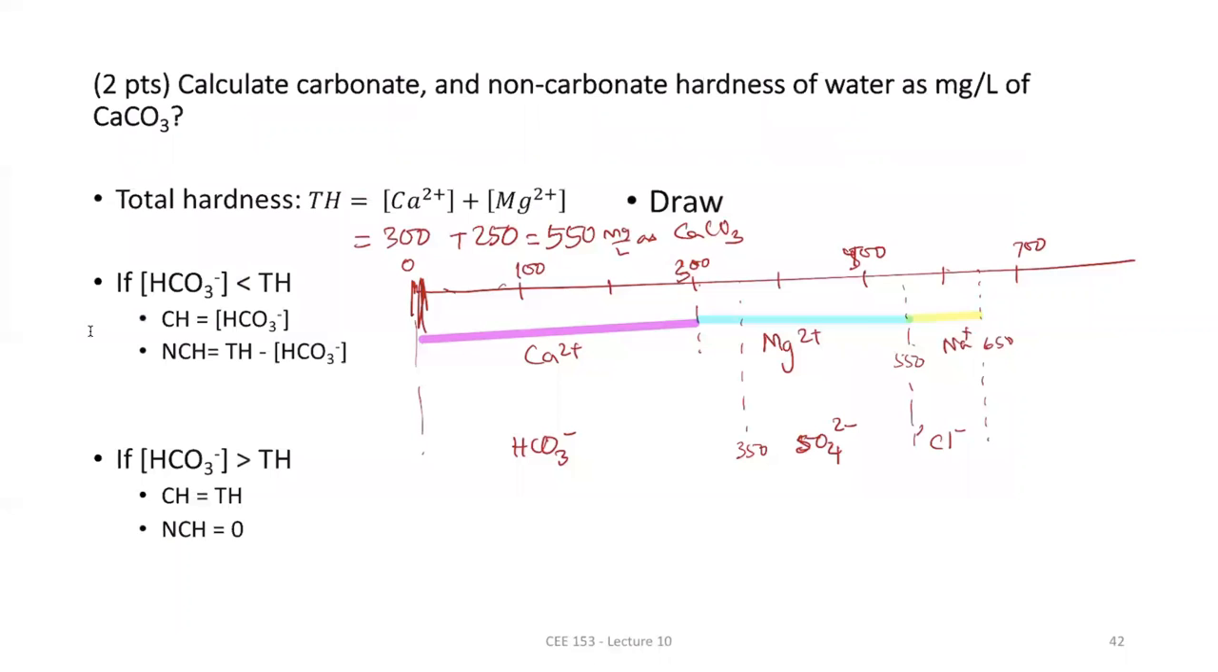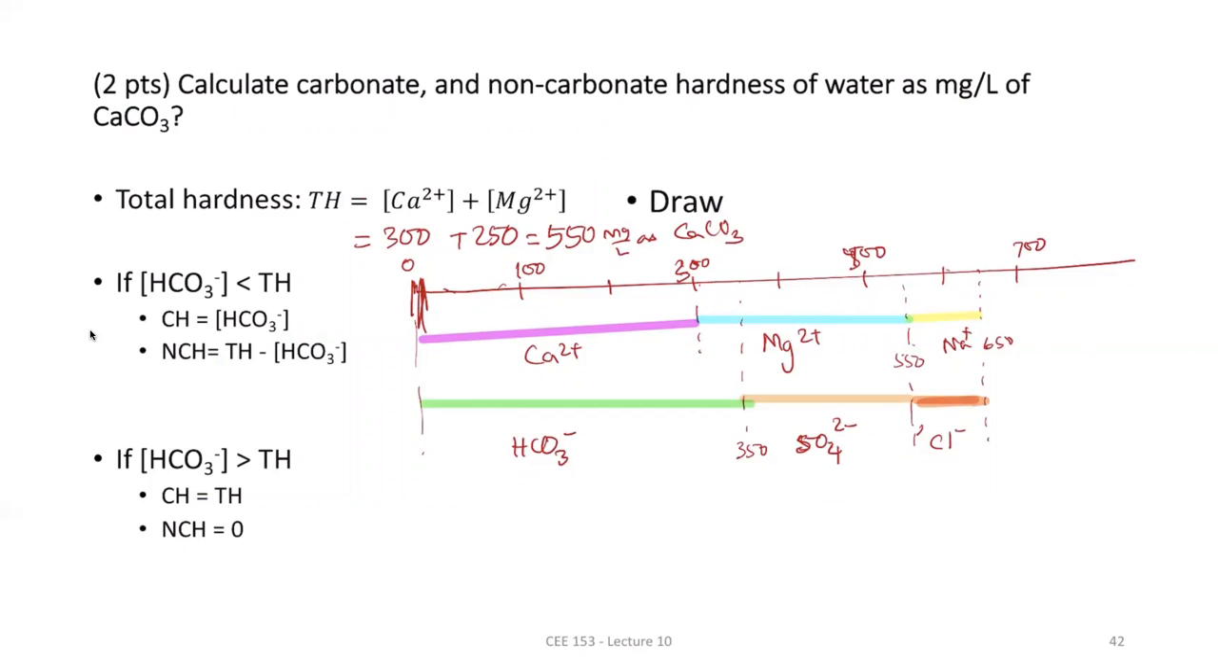So let's see. I'm going to draw that carbonate. And then I'm going to draw SO4. That's here. Then we have chloride. Let's make the chloride a little bit reddish. Okay, so that's chloride. So that adds up together, same thing. So now all you have to do is plot the total hardness.